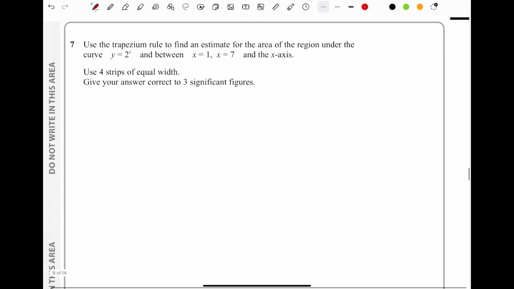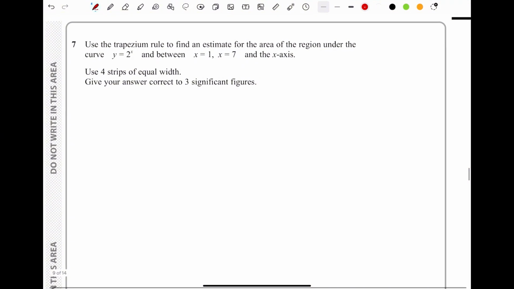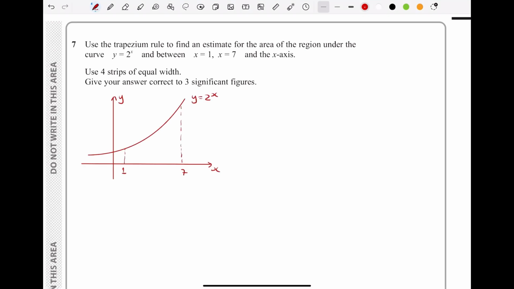In this question, we needed to use the trapezium rule to find an estimate for the area of the region under the curve y equals 2 to the power of x between x is 1 and 7. And we need to use 4 strips for this. So to start with, we wanted to make ourselves a picture. Let's sketch y equals 2 to the power of x. We wanted to estimate the area between x is 1 and 7. Now between 1 and 7, there is a length of 6.